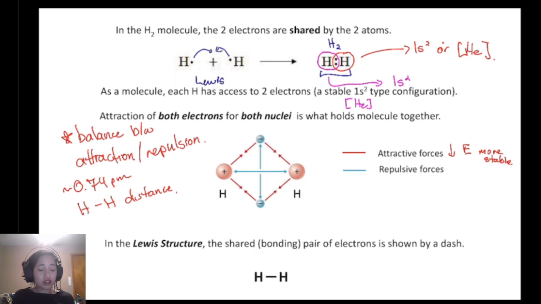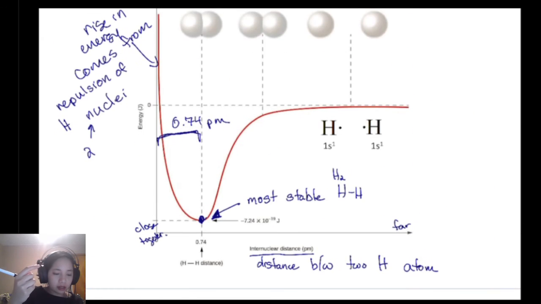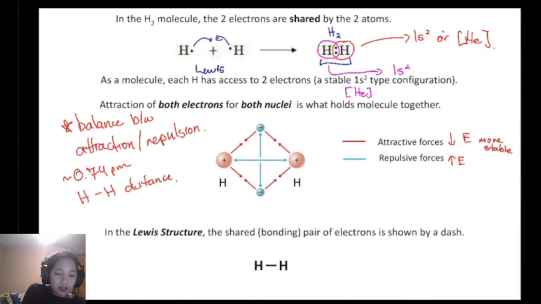So you would think, okay, let's just try to make as much attractive force as possible and bring everything closer together. But now remember, we have positive nuclei for both hydrogens. So the closer you bring everything together, you're going to have this repulsive force from the two hydrogen centers. That's what these blue lines are. So the closer you bring everything together, the more you increase this repulsive force. That will actually increase the energy of the system. If you're looking back at this graph, repulsive forces increase energy, and so the system becomes less stable.